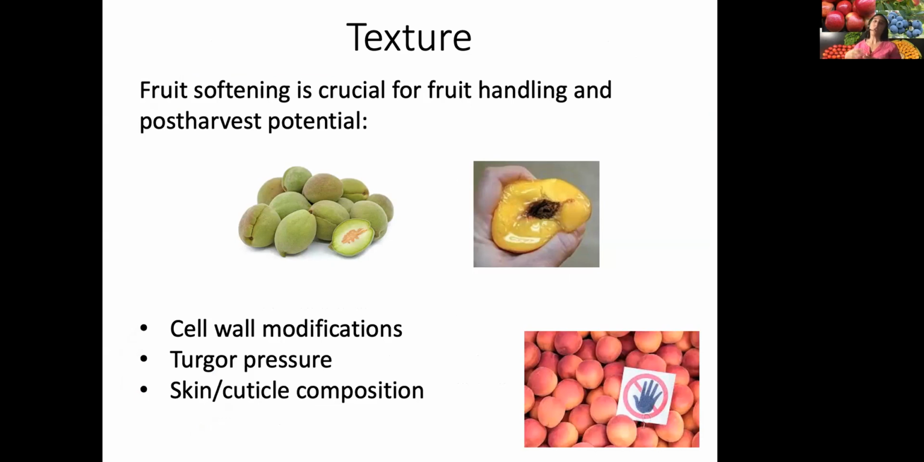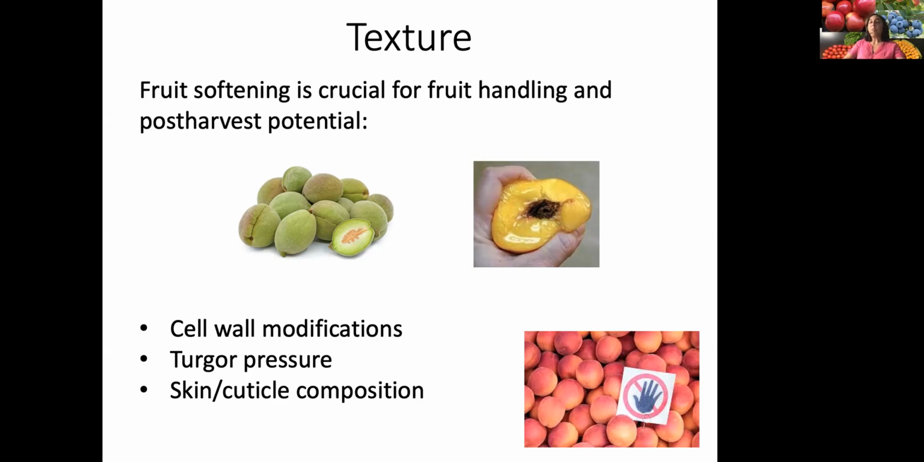We all know that the softening of fruits is crucial for fruit handling and for the storability potential of fruits, but it is also crucial for us as consumers. We want to really enjoy a peach that is soft, that is juicy, right? We do not want a peach that is really firm, that has no juice. How are we going to enjoy that? Okay, generally, there can be exceptions.